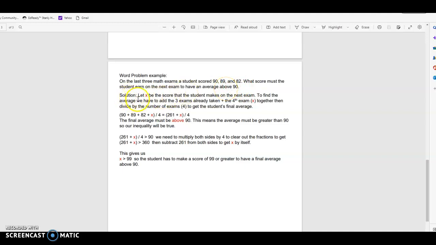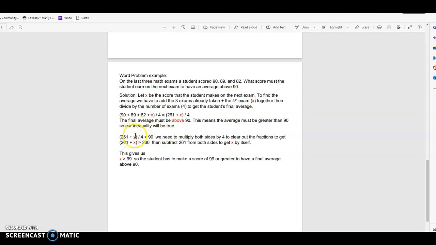So my solution was, I'm just going to let X be the score on the next exam. So we've already taken 3. Once I take the X exam, that's the 4th exam. So to find the student's final average, I have to add the 3 tests the student has already taken, plus the score for the 4th test, then divide by 4. So when I do that, I get 261 plus X divided by 4. And since the final average must be above 90, this must mean the average must be greater than 90, so our inequality will be true.